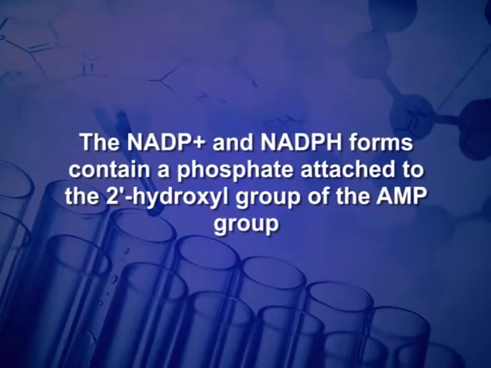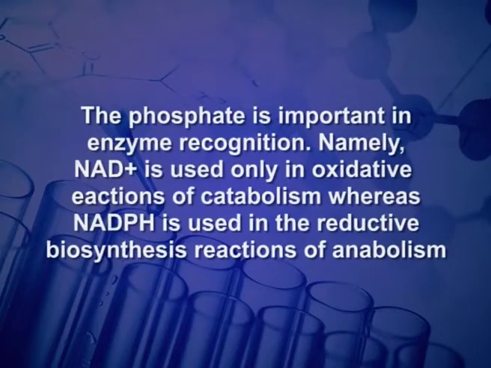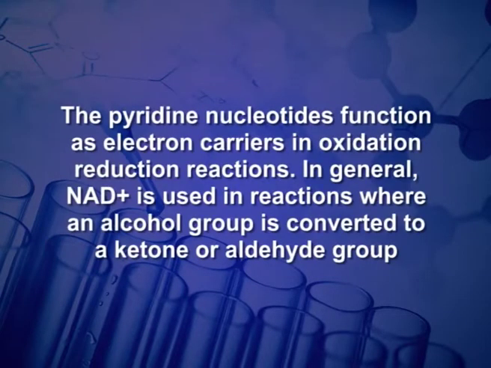The NADP+ and NADPH forms contain a phosphate attached to one of the hydroxyl groups of the AMP group. The phosphate is important in enzyme recognition, namely NAD+ is used only in oxidative reactions of catabolism, whereas NADPH is used in the reductive biosynthesis reactions of anabolism. The pyridine nucleotides function as electron carriers in oxidation-reduction reactions.